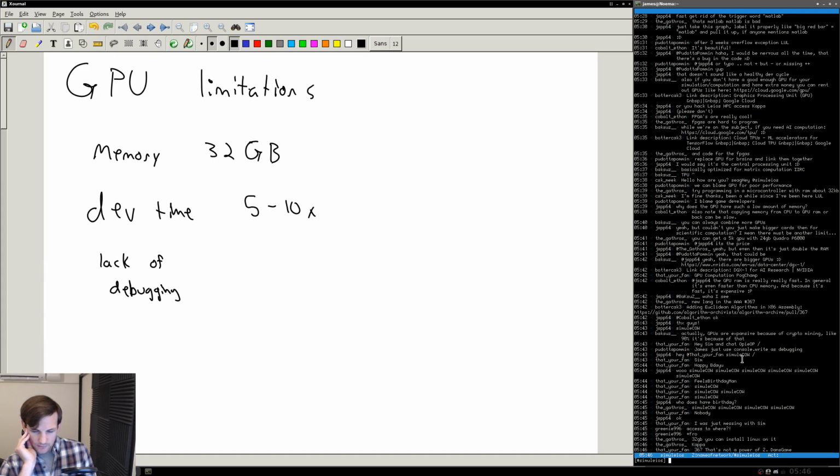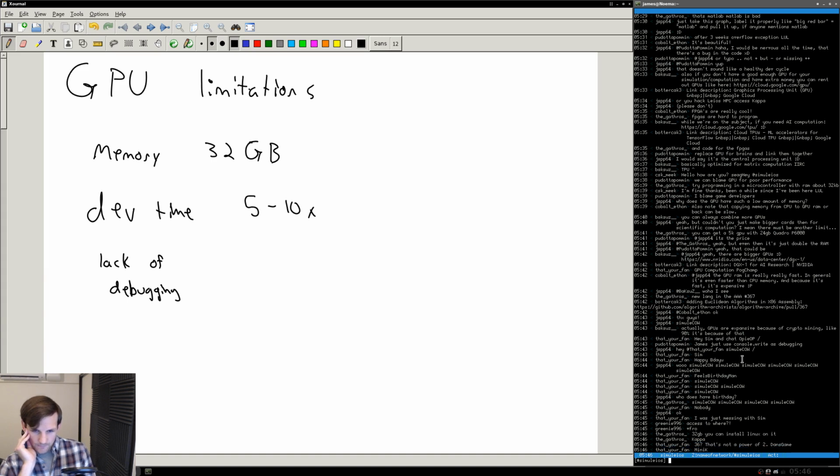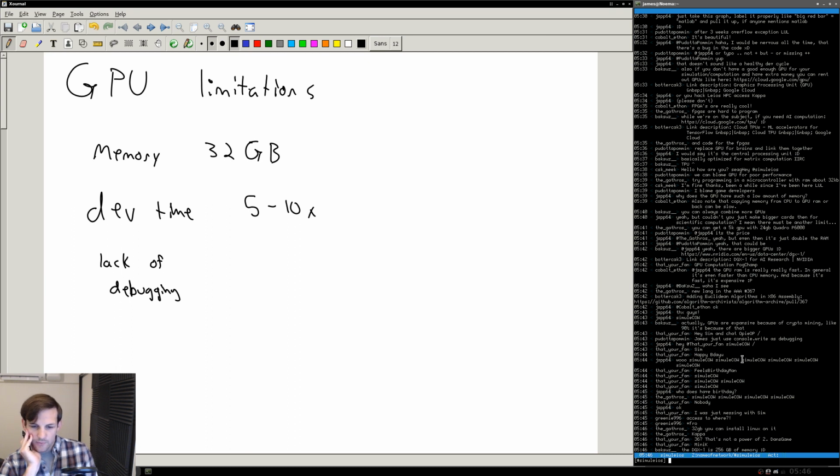Did I miss something? Okay, I totally missed something. Oh, adding Euclidean algorithm in x86 assembly. Oh, nice, a new language. I feel like I'm missing something here. Anyway, it doesn't matter. Point is, if you use console write as debugging, yeah, we can do that for debugging.